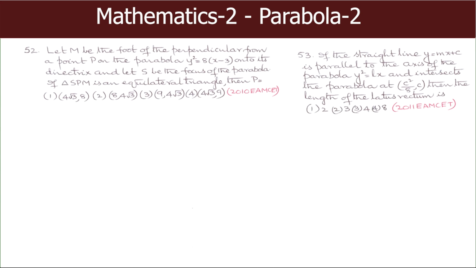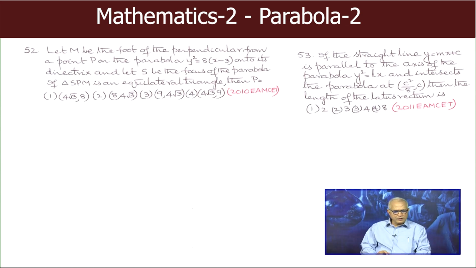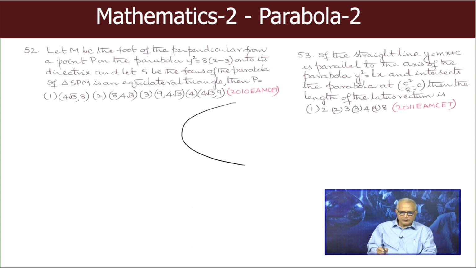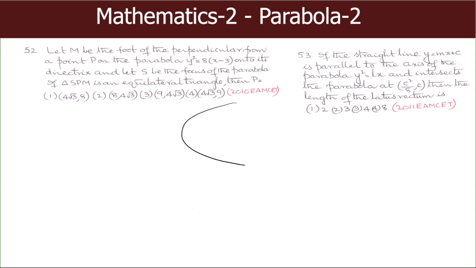52. Let M be the foot of the perpendicular drawn from a point P on the parabola y square equal to 8 into (x minus 3) onto the directrix. Foot of the perpendicular drawn from a point P on the parabola onto the directrix. This is the directrix. This is the point P.